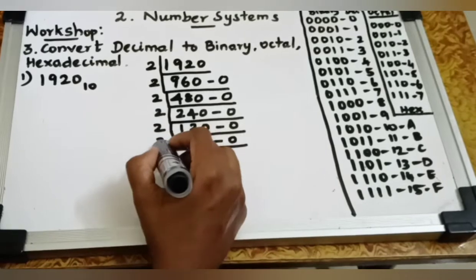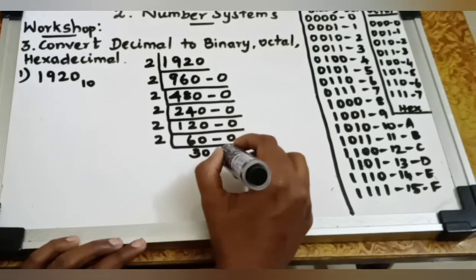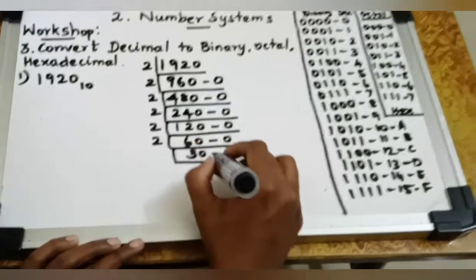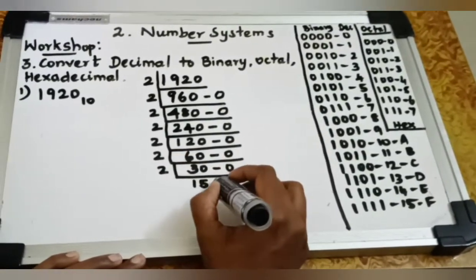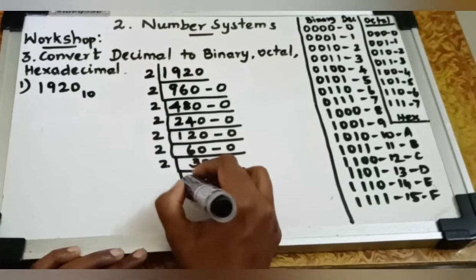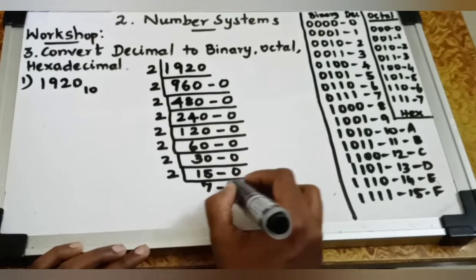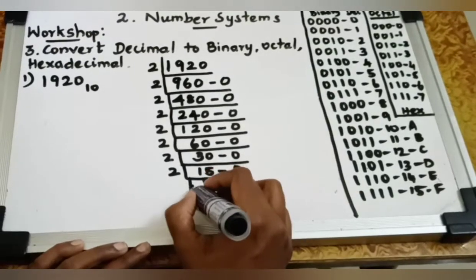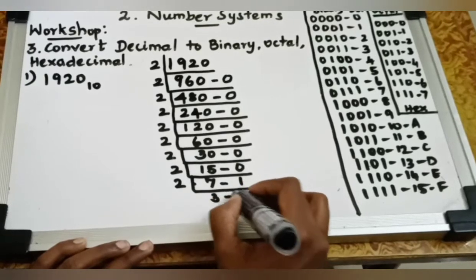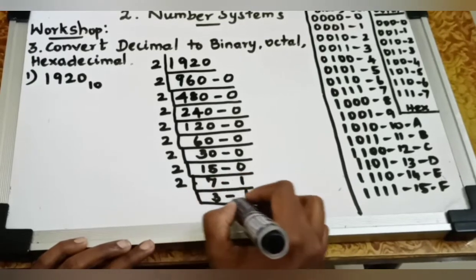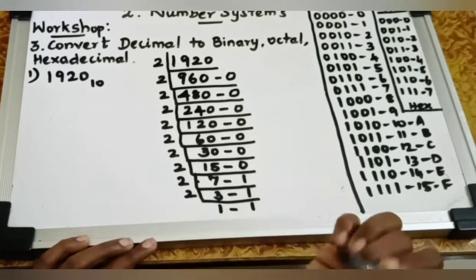Then again 2, 3 2s are 6, remainder is 0. Again 2, 15 2s are 30, remainder is 0. Again divide by 2. 7 2s are 14, here the remainder is 1. Then again 2, 3 2s are 6, remainder is 1. Again 2, 1 2 is 2, remainder is 1.